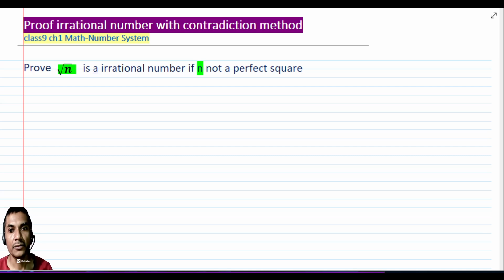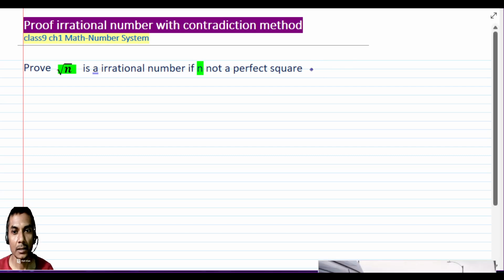number, if n is not a perfect square. Clear? This is the question.